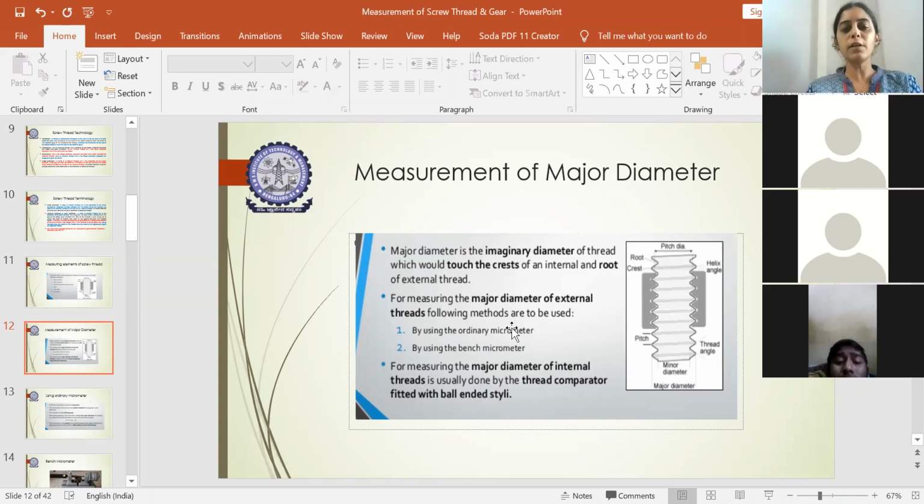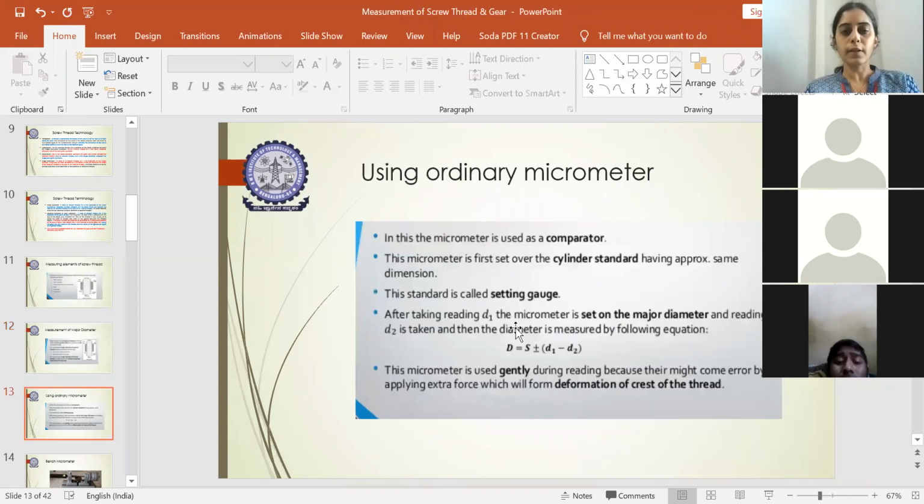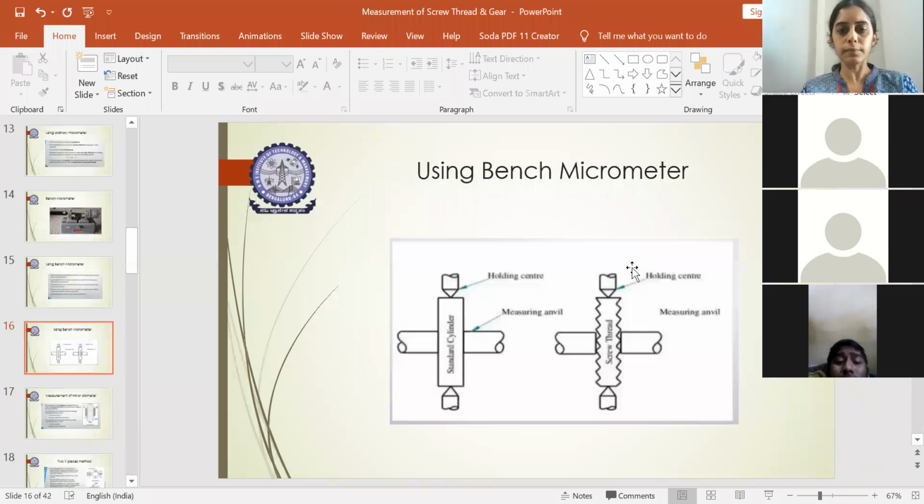Let us start with the ordinary micrometer. This ordinary micrometer is used as a comparator. We have explained the comparator in the class already, which is used to get the nearest value. It helps in comparing the given component with respect to a standard and knowing its dimension and also the difference between the standard and the unknown component. Here the micrometer is used as a comparator to measure the major diameter. This micrometer is first set over the cylinder standard.